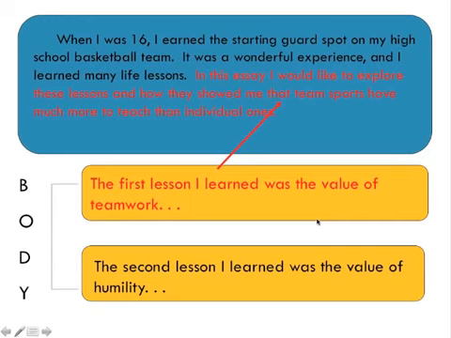So there's my first one. The first one is the value of teamwork, connecting back to team sports. And the second one is also connecting back. There's a certain value that came from team sports, and this idea of humility.